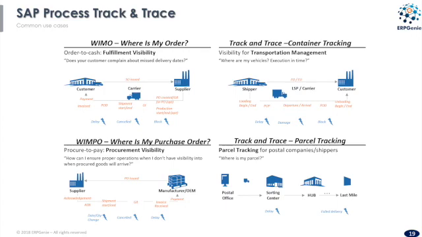From a purchasing side, procurement side of things, so now we're talking about placing an order with a supplier. How am I sure that that product is coming in on time, and from a warehouse perspective, I'm going to receive it. How do I know what I need to receive today, and am I going to get all my product on time? So I've labeled this one WIMPO. So where is my purchase order?